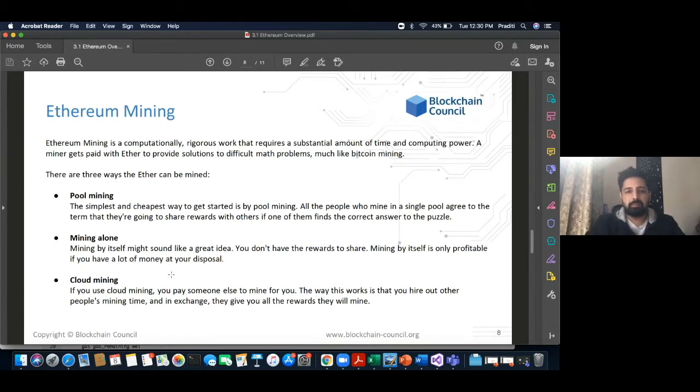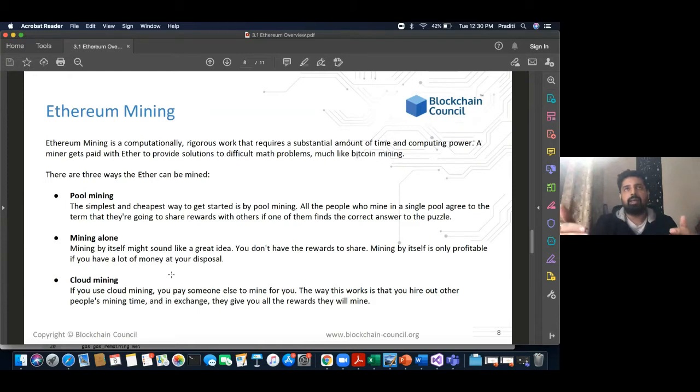Ethereum mining. Ethereum mining is computationally rigorous work that requires a substantial amount of time and computing power. It uses proof of work. It runs exactly the same way.